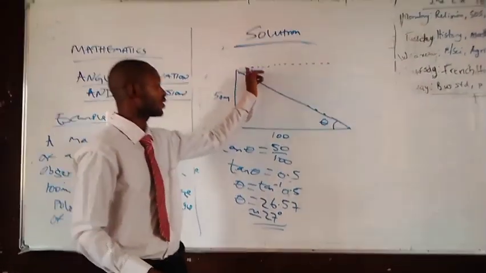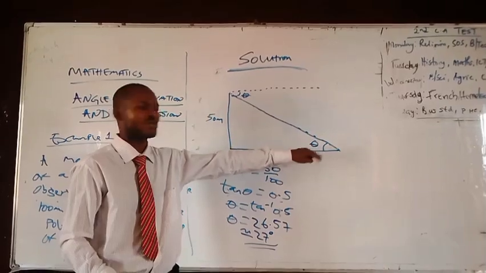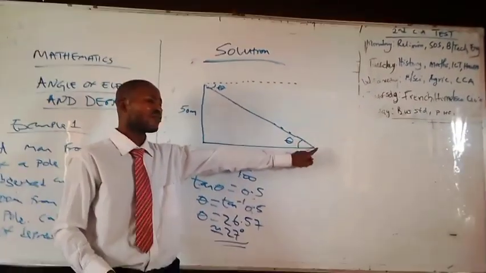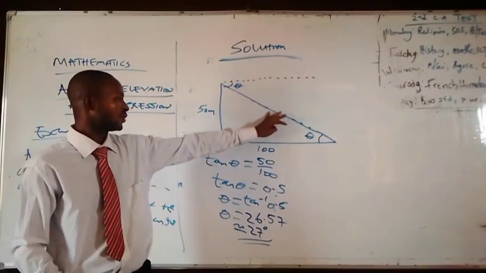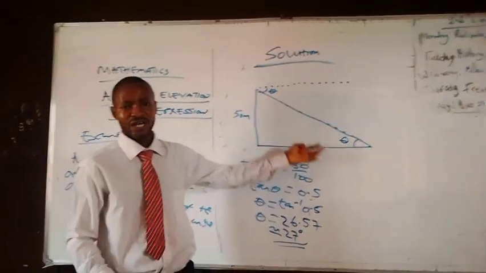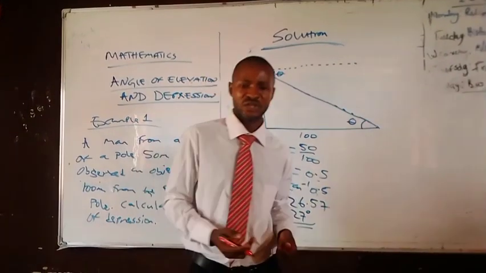The angle of depression is also the same thing as the angle of elevation. Assuming the man is here, the angle of elevation is equal to the angle of depression. So this is how to calculate for angle of elevation or angle of depression.